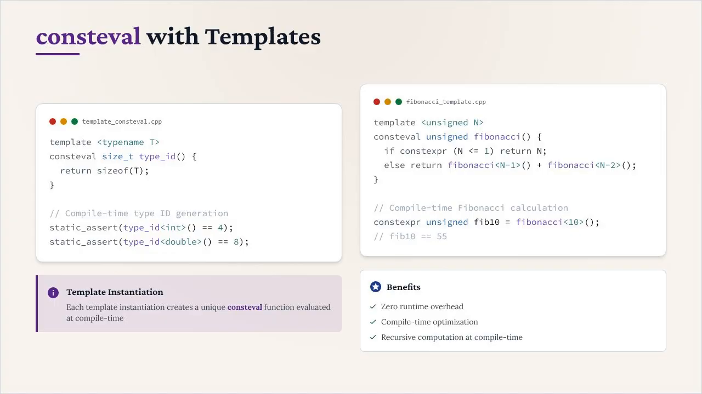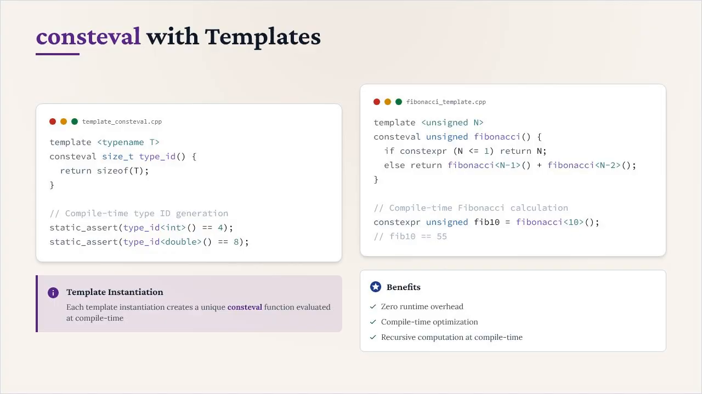In this first example, we see a consteval function that generates type IDs at compile time based on the size of the type. This pattern is useful for creating type identification systems that work entirely at compile time, with no runtime overhead. The function uses sizeof to generate a unique ID for each type, which is evaluated during compilation.